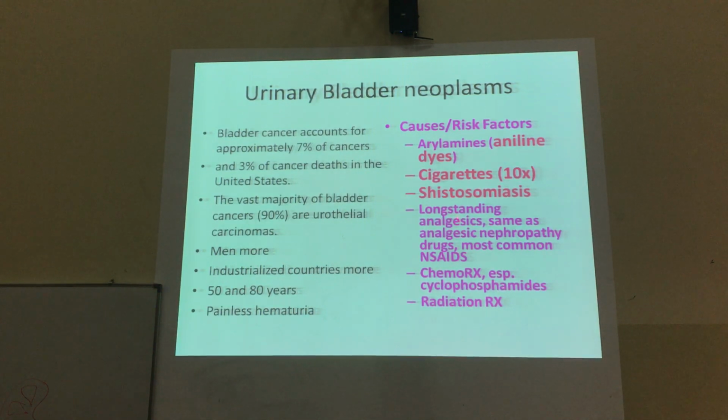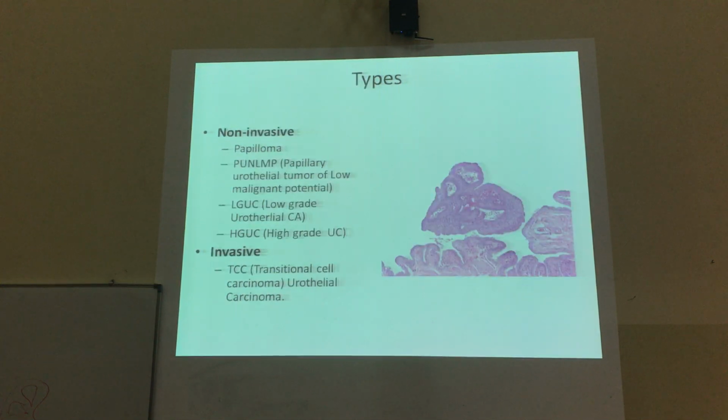Long-standing analgesics, same as in analgesic nephropathy, most commonly NSAIDs, can also have some effect in the formation of bladder neoplasm. Chemotherapy, especially cyclophosphamide, which is a very common drug given in cases of breast cancers and leukemias, can also have the side effect of causing bladder neoplasm. And people who have had radiotherapy can also develop this.